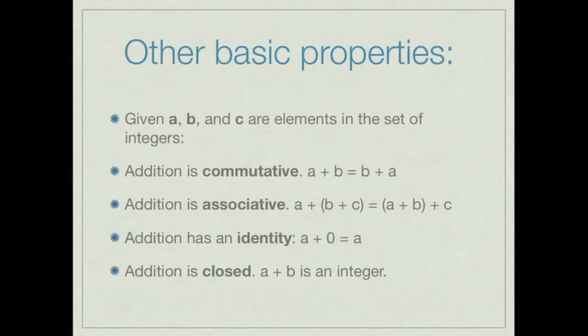And there are other basic properties that you've seen since elementary school, so I'm just going to skim over this. Addition is commutative, associative, and it has an identity, 0, which means that if you add 0 to any number, it is that number. Addition is also closed, which means that in the set of integers, if you add a plus b, it is also going to be an integer. The only operation that isn't closed, I'm sure, is division, because if you divide two numbers, it isn't necessarily an integer.